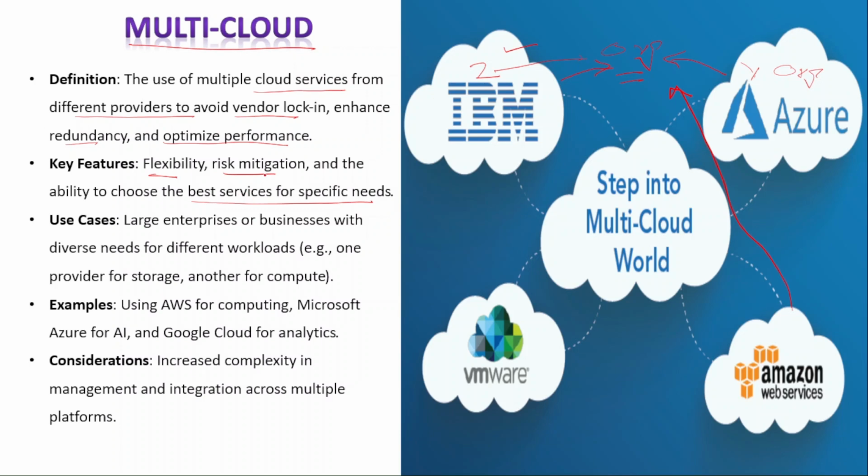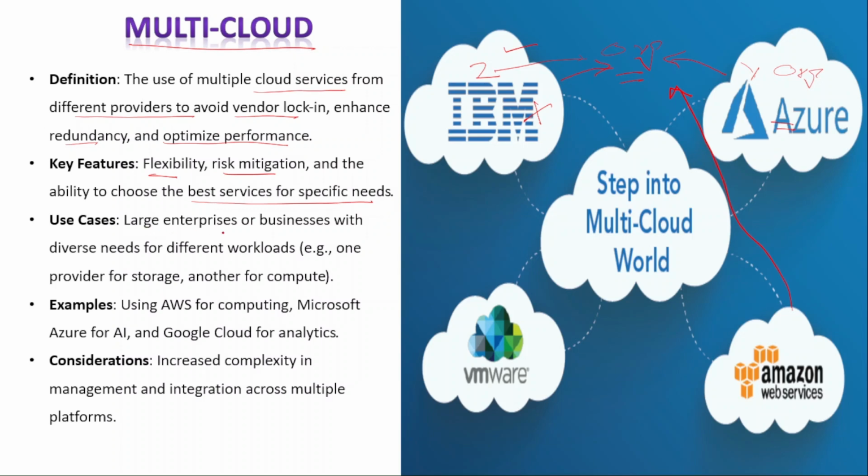Risk mitigation means that, let's suppose, if you are using a single cloud provider and this cloud provider's services go down due to any reason, you can always switch these services to the second provider, since you are also using the second provider, and your risk of unavailability is mitigated. And there are other redundancy as well as the performance optimization. Key features include, as we studied, the risk mitigation and ability to choose best services from each provider.